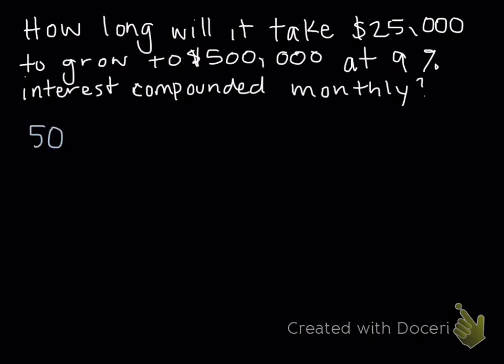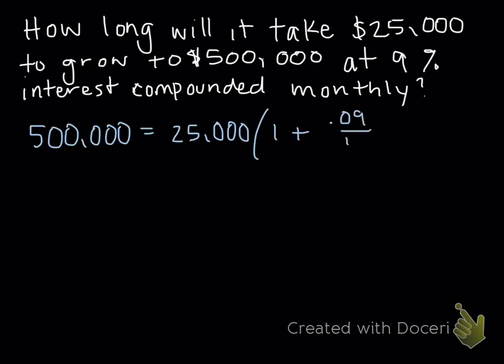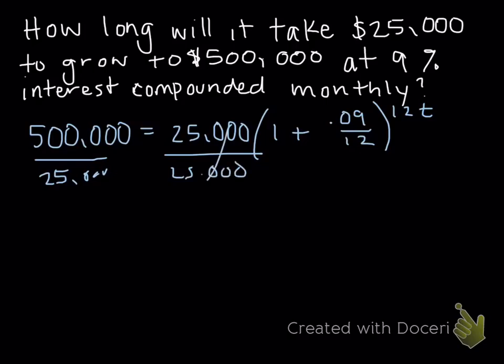So I'm going to plug in my 500,000 equals 25,000 times the quantity of 1 plus my interest rate, 0.09, divided by 12, raised to the 12t. Now to start solving this, I would divide both sides by this 25,000. When I do that, on the left-hand side I'll get 20. And on the right-hand side, we would want to type this in the calculator to find the exact decimal.